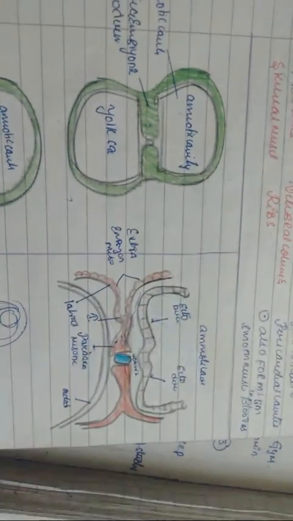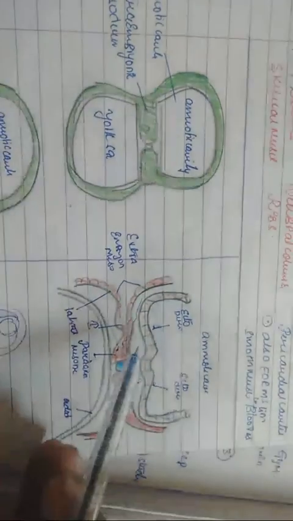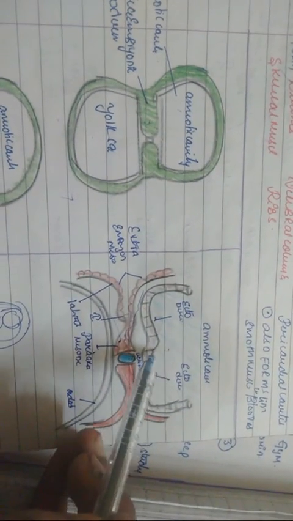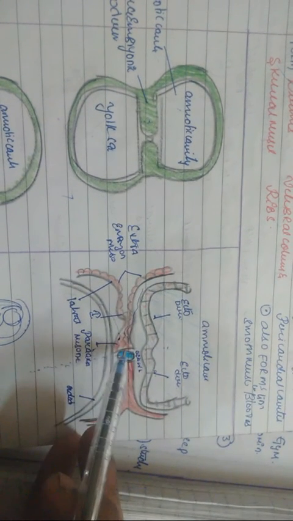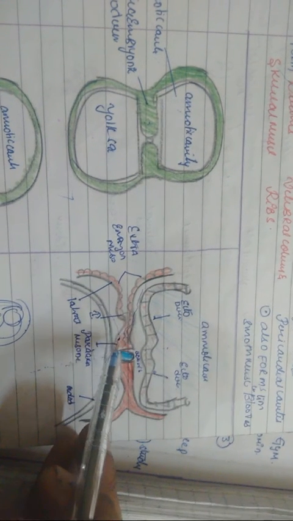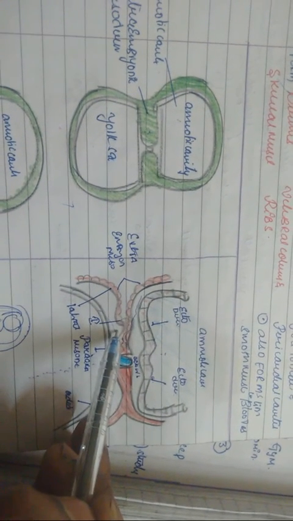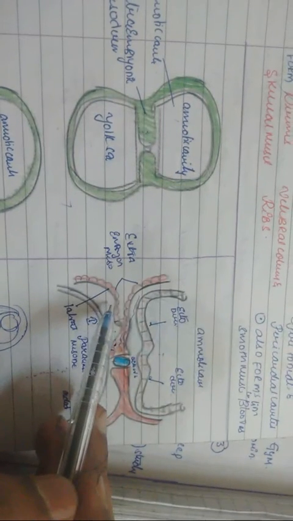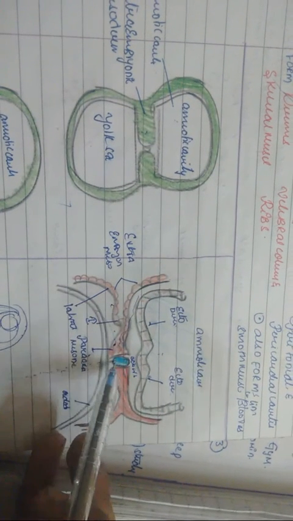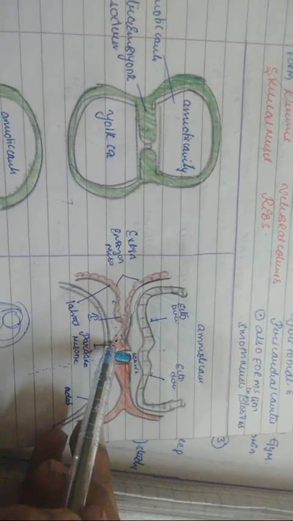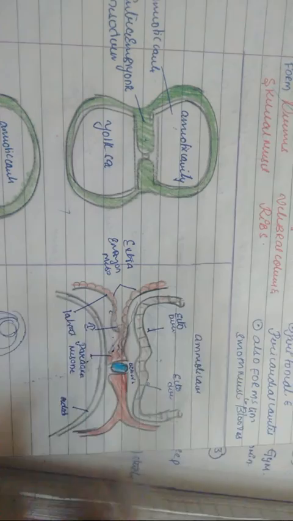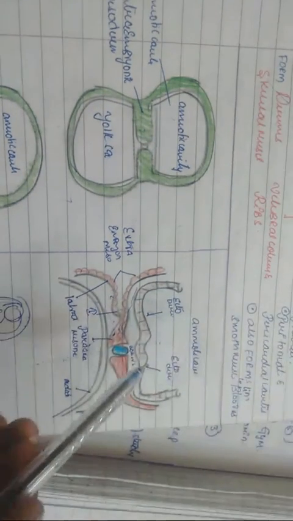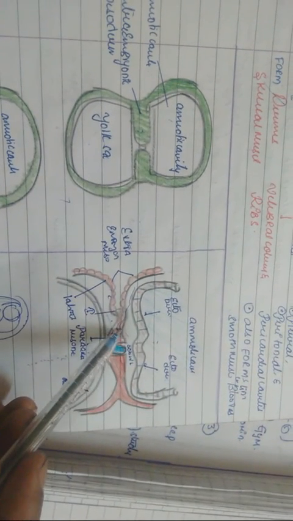We divide the mesoderm based on position. This is axial, the axis of this embryo. The one present beside the axial is paraxial. The one present in between is intermediate, and the one present lateral is the lateral plate mesoderm. So this is paraxial mesoderm because it is just beside the axial mesoderm, this is intermediate plate mesoderm, and this is lateral plate mesoderm.